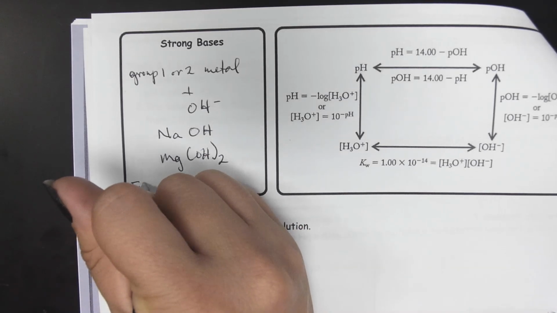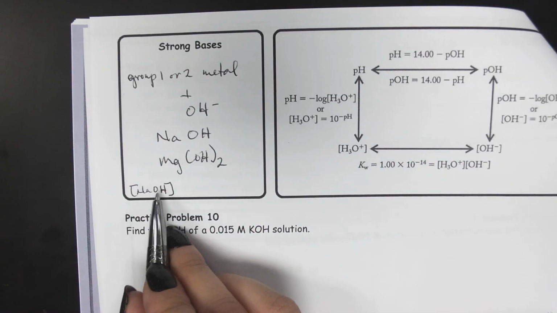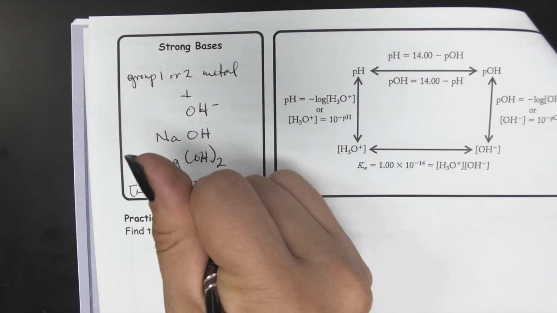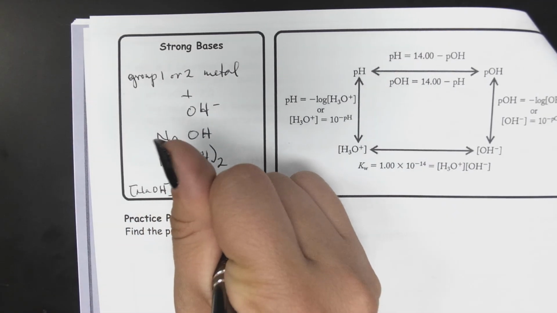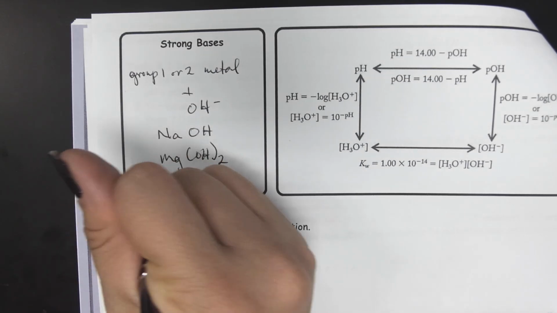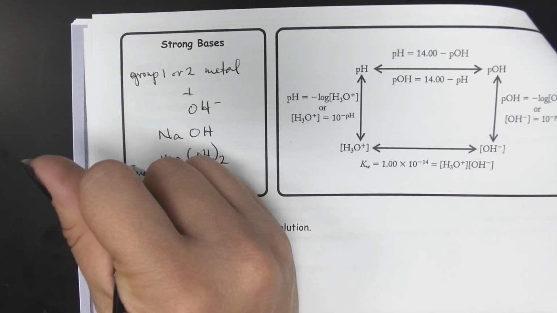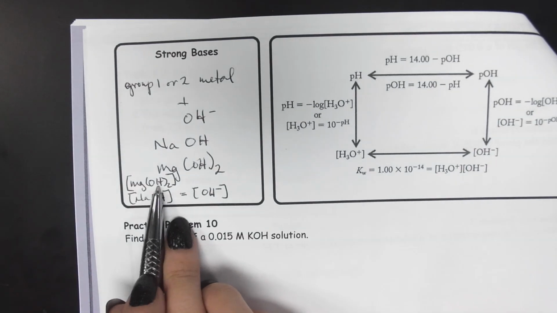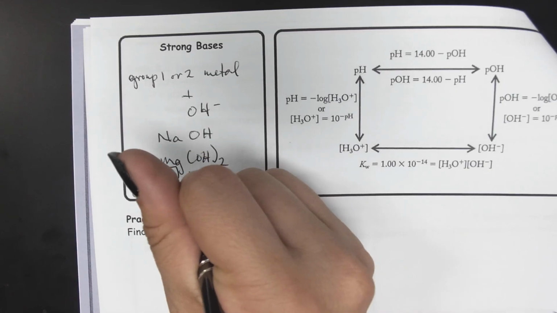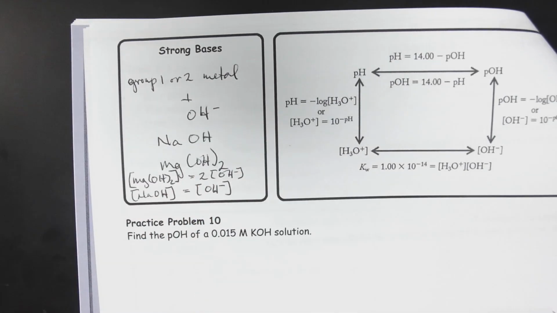The concentration of NaOH, because there's only one OH there, equals the concentration of OH. But Mg(OH)2, because this has 2 hydroxides, means we get double the concentration of the OH minus.